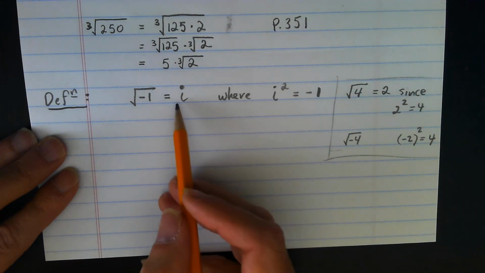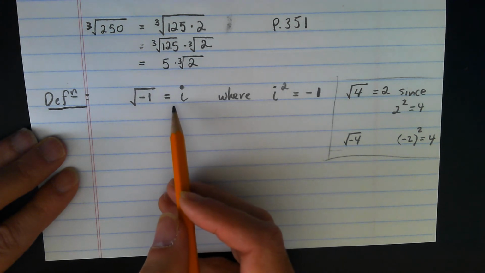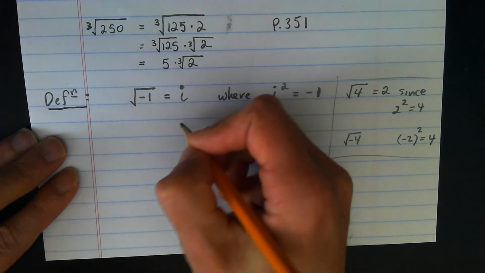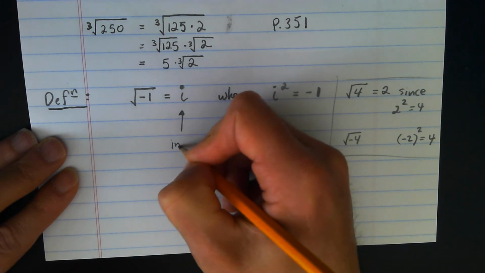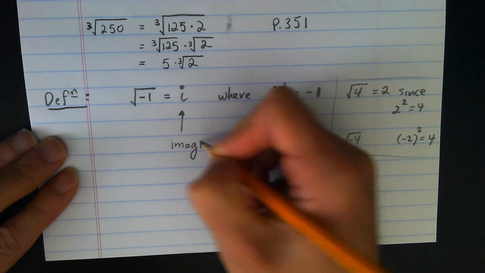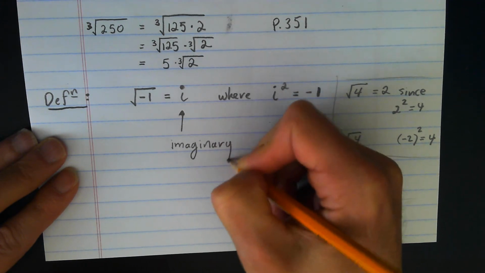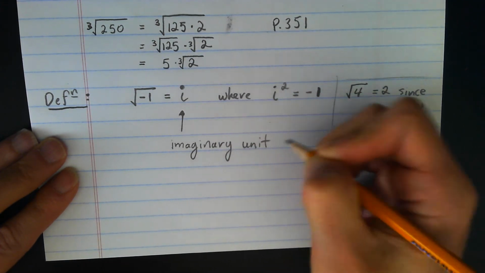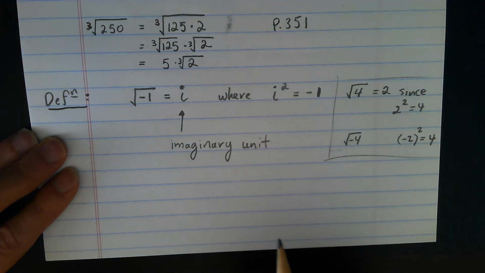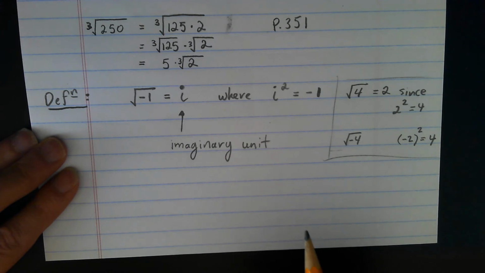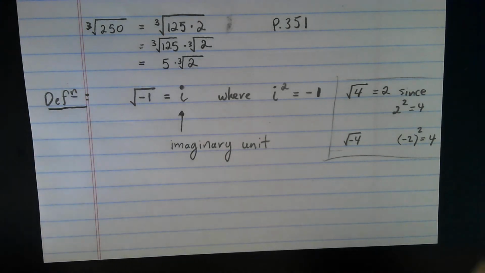And so what we did was we said, okay, let's create this imaginary number, and we call this the imaginary unit. And it has the property that when you square it, you get negative 1. Okay? Alright, so this is our new task here, to work with imaginary numbers.